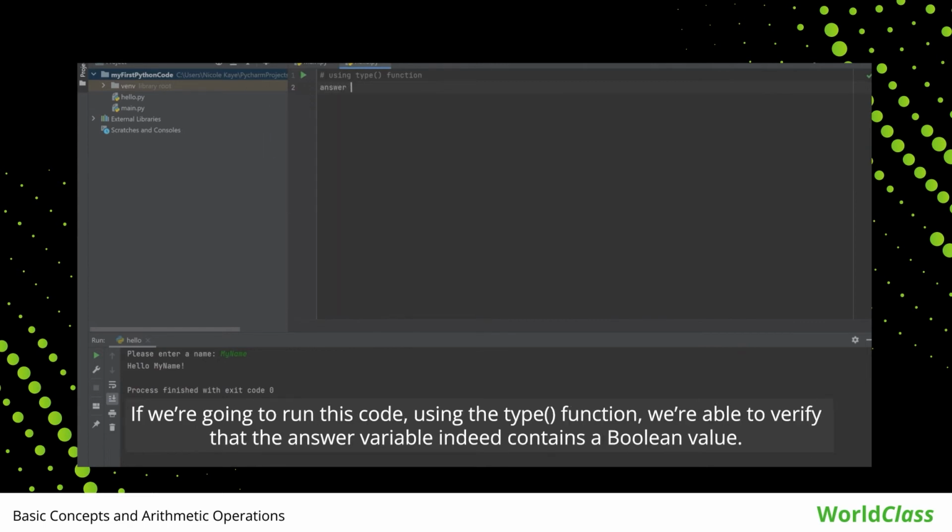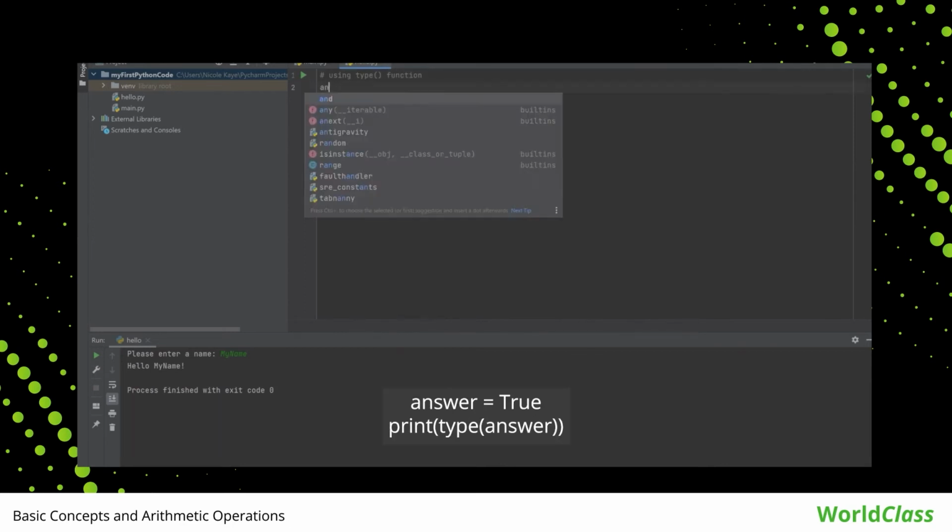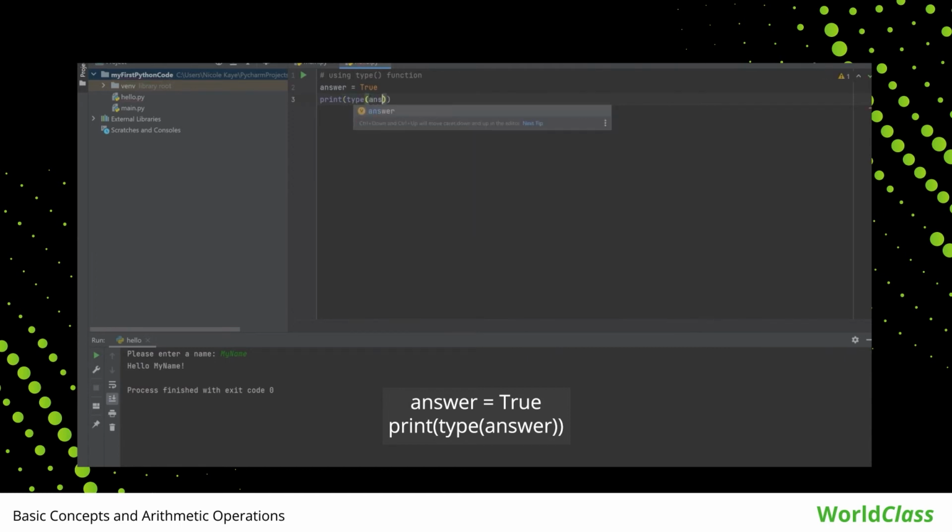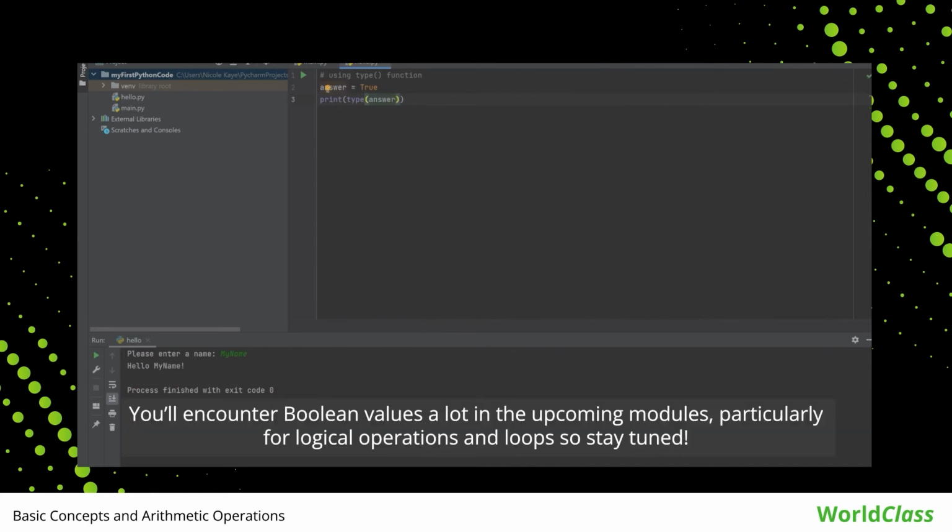If we're going to run this code, using the type function, we're able to verify that the answer variable indeed contains a Boolean value. Answer equals True. Print, open parenthesis, type, open parenthesis, answer, close parenthesis, close parenthesis. You'll encounter Boolean values a lot in the upcoming modules, particularly for logical operations and loops, so stay tuned.